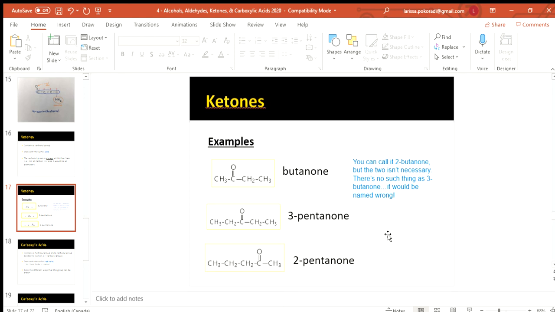When we get to a 5-carbon chain though, both of these are 5-carbon chains, we need numbers because now we could have them in 2 separate places. We could have a 2-pentanone, or it could be 1 carbon in and give us a 3-pentanone. However, there's no such thing as a 4-pentanone because then we would just number in the opposing direction and make sure that we get a 2-pentanone.